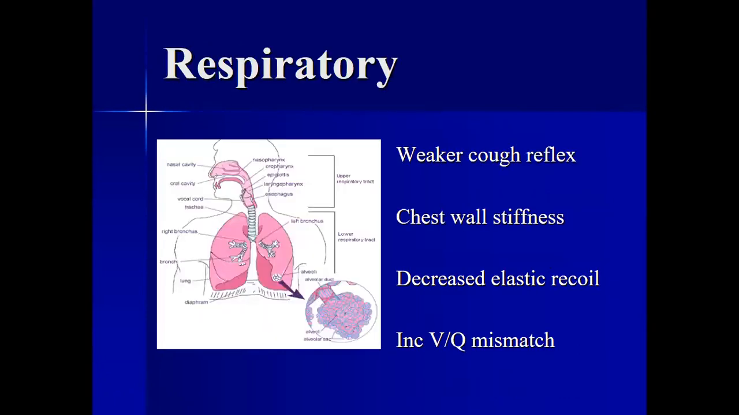If you see the respiratory system, they have weaker cough reflexes, their chest walls become stiffer, and there is decreased elastic recoil, and that's the reason they are more prone to respiratory tract infections. And in your internal medicine ward, you have come across a lot of elderly patients who are admitted because of complicated pneumonias, and their pneumonias are quite severe.